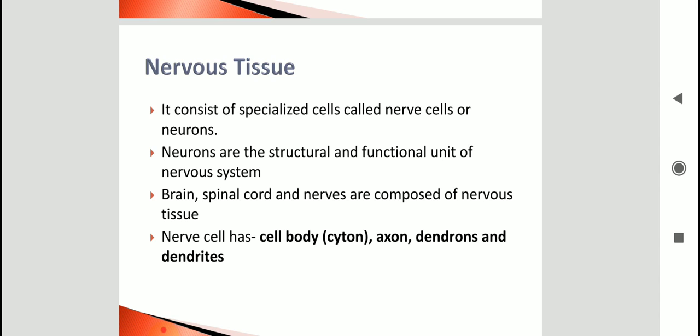The nerves receive the messages and send them to the brain. So it is a very complex system going on inside our bodies, and because of that we show so much control and coordinated activity. We can coordinate our activities. Nervous tissue is made up of specialized cells called nerve cells. The other name for nerve cells is neurons. So nervous tissue is made up of nerve cells or neurons.